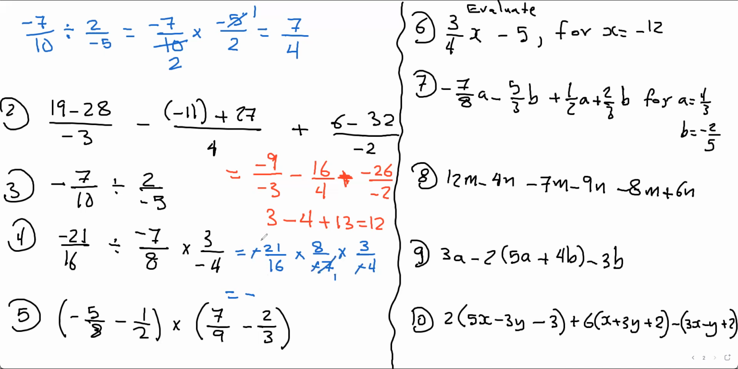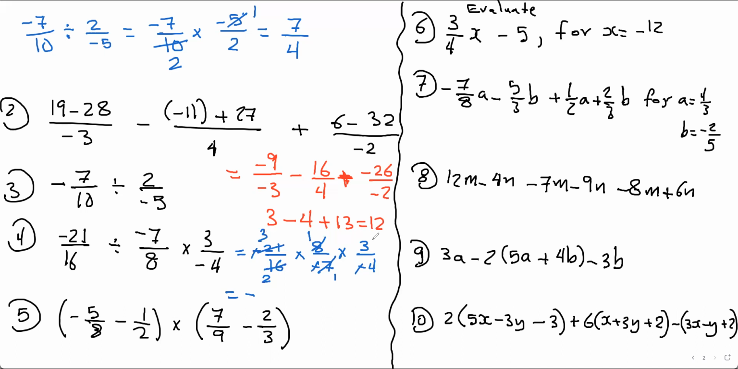I reduce. 7 goes into itself once. It goes into 21 3 times. 8 goes into itself once. It goes into 16 twice. Can I reduce anything anymore? 3 and 4, I can't. 3 and 2 here, I can't. So that's as far as I could do with reducing.